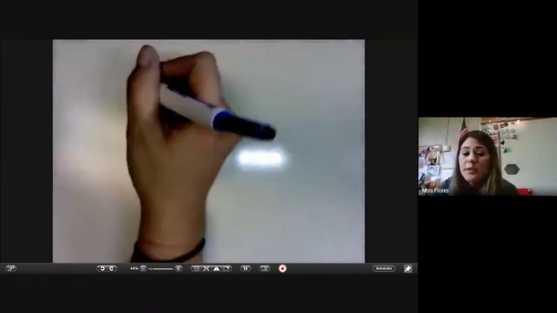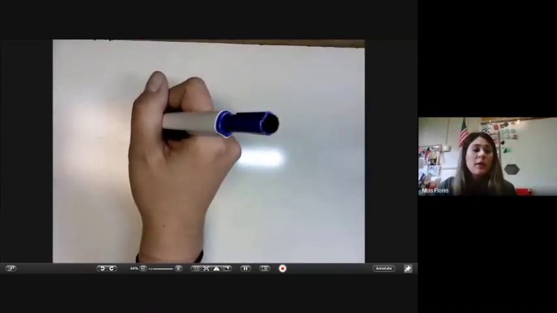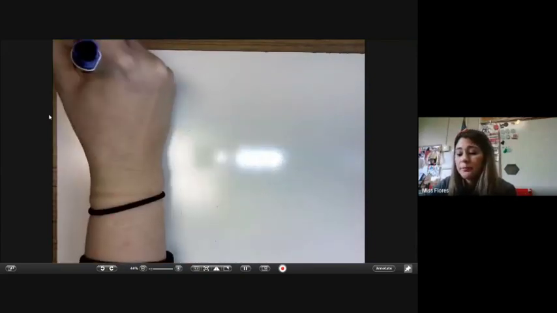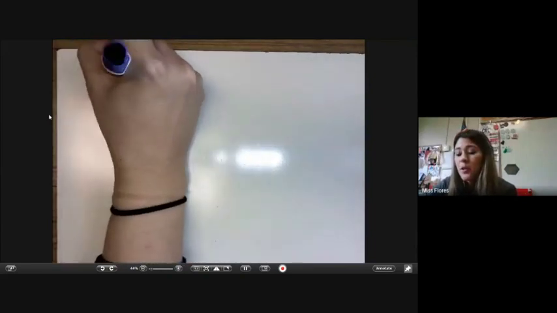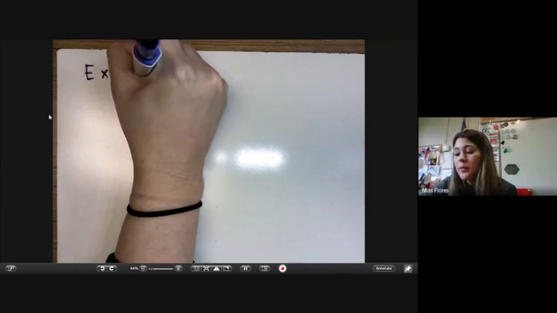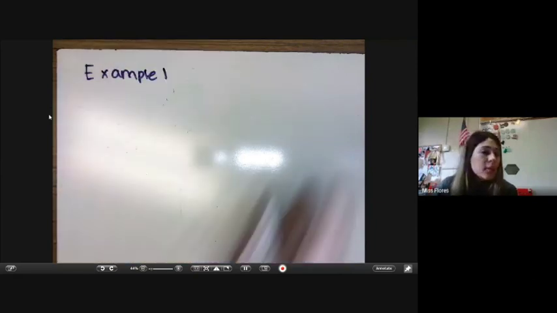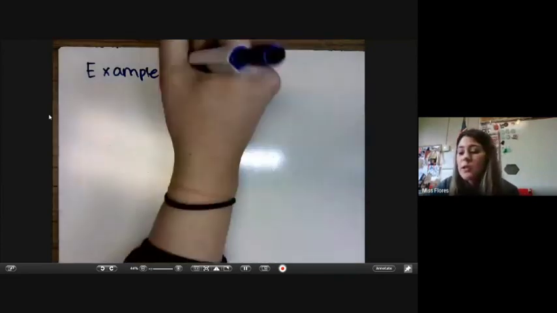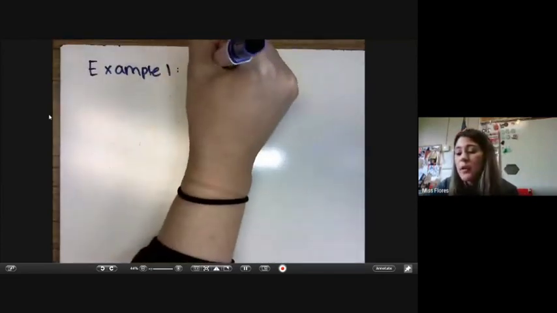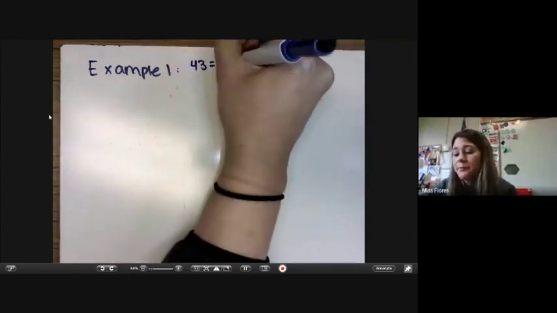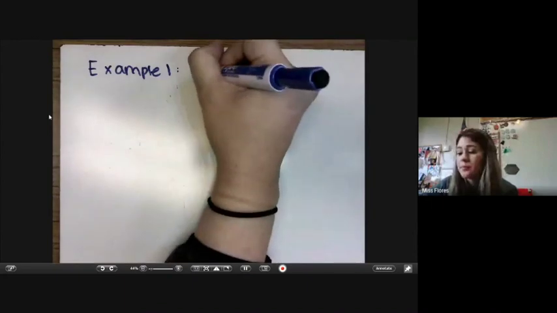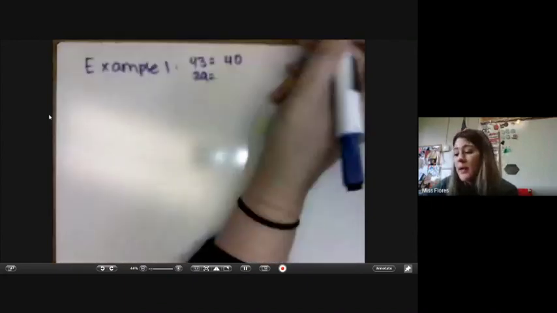So the numbers, okay, and then I will write up here example 1 so that you guys all know at home which example I'm on. Okay, example 1. And it gives us the numbers 43 and 29. So the first thing we need to do is we need to round 43. So we're actually going to round that to 40. Okay, and then we have the number 29. We're going to round that to 30.